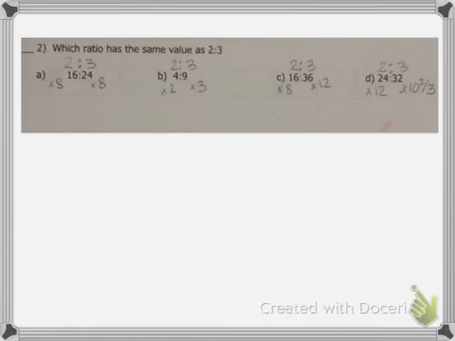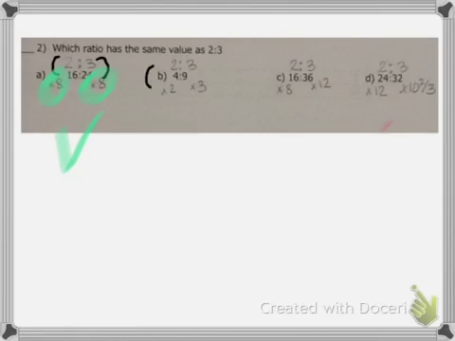Question 2. Which ratio has the same value as 2 to 3? You'll notice for each of the options, I've already written 2 to 3 on top of each of the ratios given. And I've also written in what the multiplicative factor is, multiplying the first number to the second number. For example, over here, 2 times 8 is 16, and 3 times 8 is 24. Since that's the same factor, that means our ratios are equivalent. They have the same value. Let's go on to the next one to make sure there are no other options.